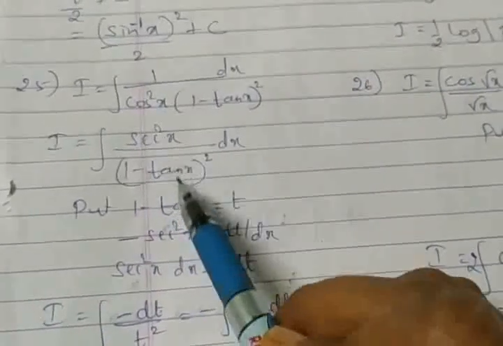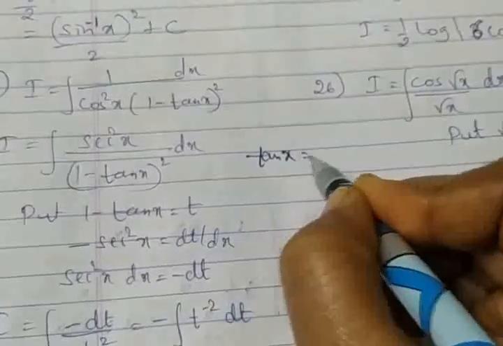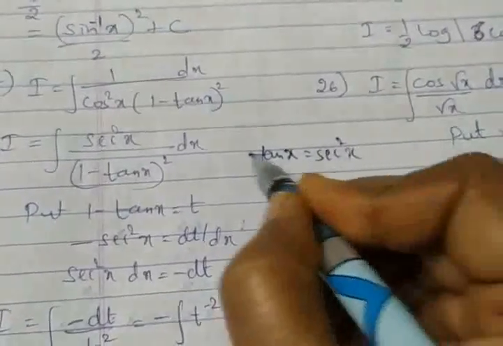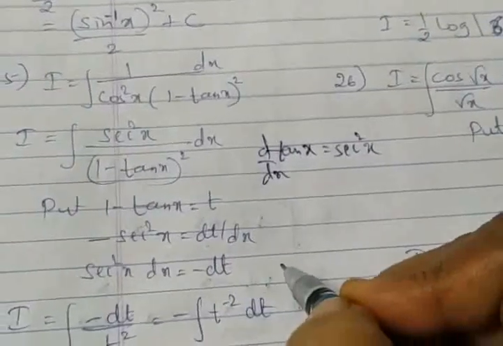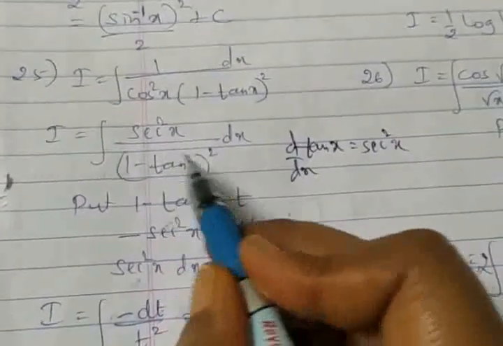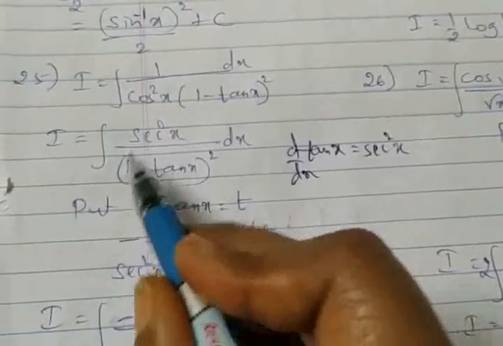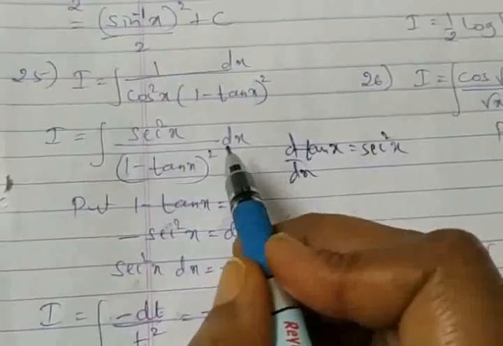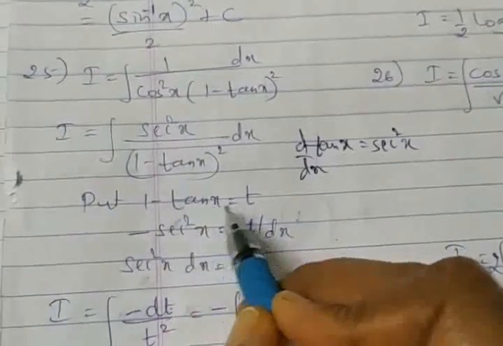What is the relation between tan x and secant square? We find the differentiation of tan x is secant square, isn't it? So this term can be claimed for substitution. Along with this, I even find a constant, but the power is not to be considered. This is not going to benefit us. So I should say 1 minus tan x is equal to t.